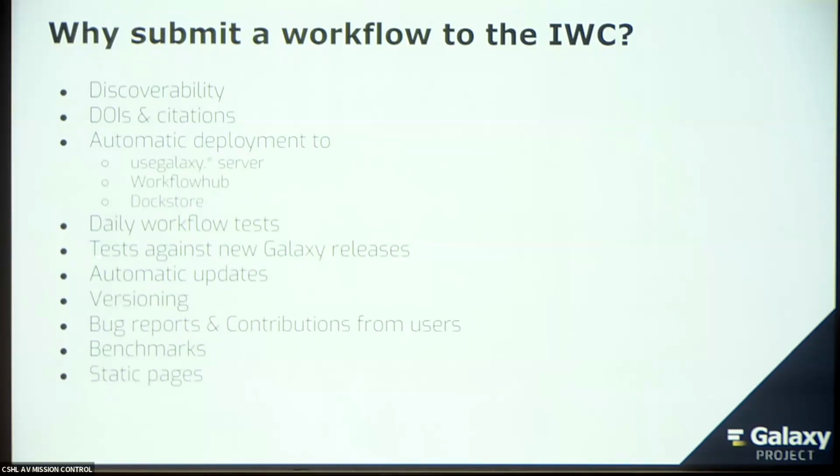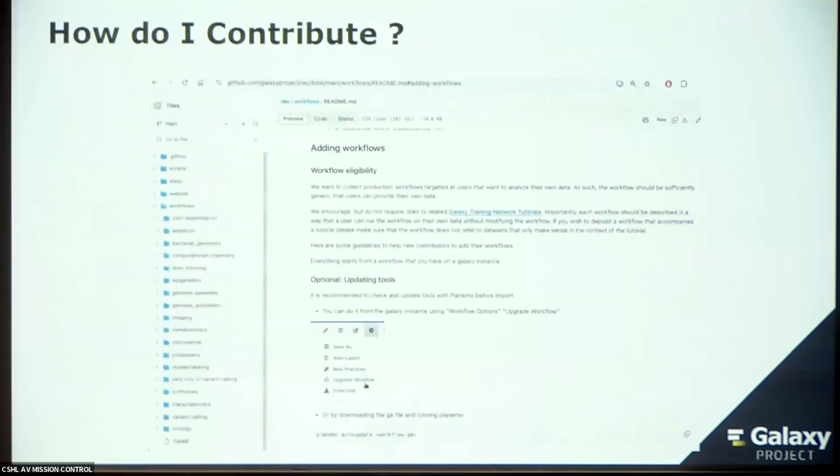Yeah, we have automatic updates. I'll show that later. Versioning, I mentioned this. It's a central place also for bug reports. It's actually not heavily used, but of course you can open issues there and say that maybe the result didn't make sense or it crashed. We want to start doing benchmarks, and yeah, you've seen the static page.